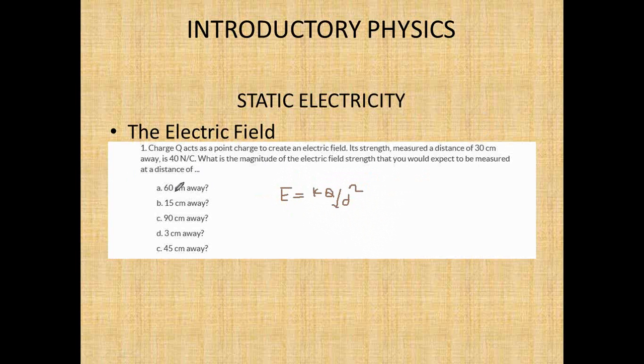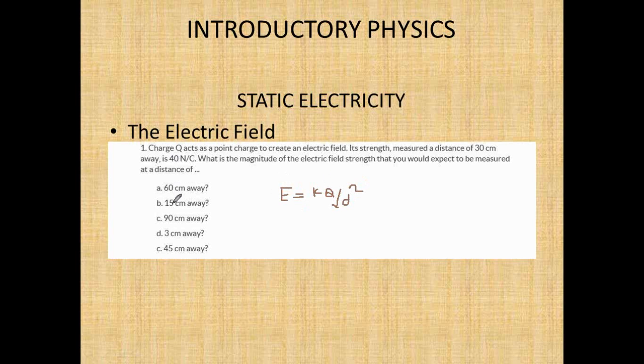So if your distance is doubled, when you square it, it's going to be 4. So you have to decrease the electric field strength by 4. So you have to divide this by 4. So the new electric field strength will be 10.